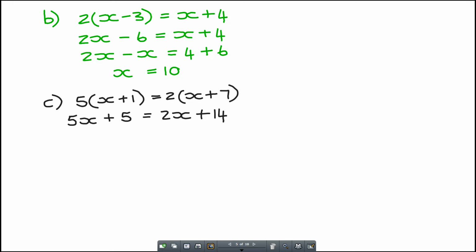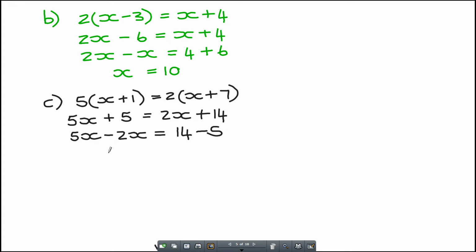C. I multiplied out my brackets. Now what I want to do is get unknowns to the left. So the 5x was already on the left, so it stays there. The 2x has got to move over, so it becomes minus 2x. Then normal numbers on the right. 14 was already on the right, so it stays. Then this plus 5 moves over and becomes minus 5.